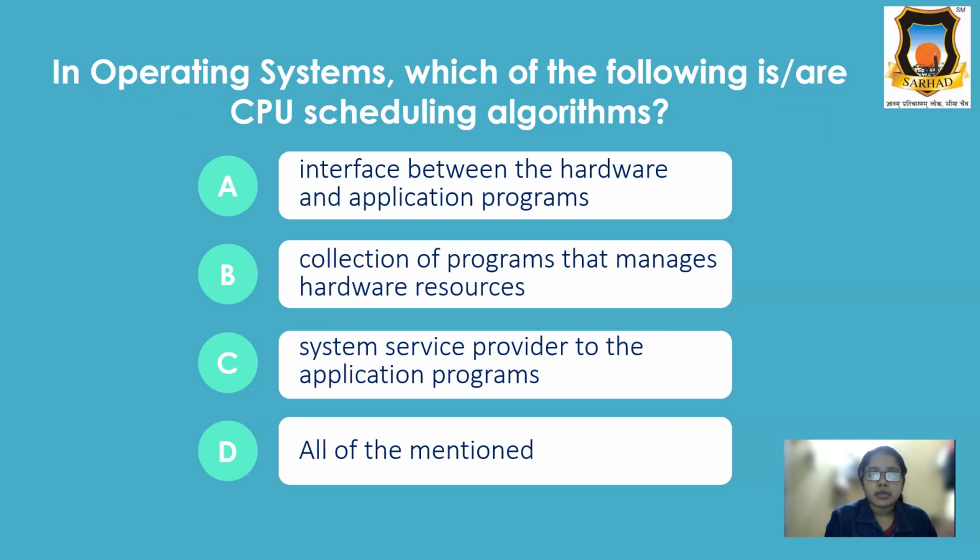In operating system, which of the following are CPU scheduling algorithms? Option A, interface between the hardware and application programs. Option B, collection of programs that manages hardware resources. Option C, system service provider to the application programs. And option D, all of the mentioned. And the answer is option A, interface between the hardware and application programs.